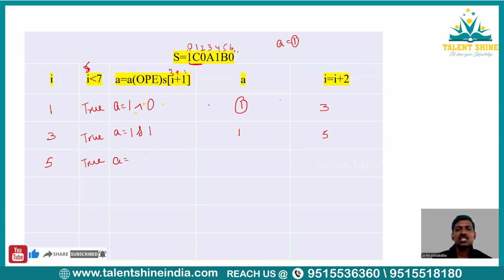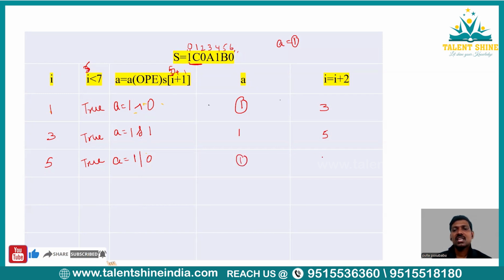So what is the previous result of A? 1. Now in this case, the operation is B. So B means what? Bitwise OR. Now S of I plus 1. So what is I value? 5. 5 plus 1 means 6. S of 6 means 0. So 1 bitwise OR 0. If any of the inputs is 1, the result is also 1. So again, A has been updated with a 1.